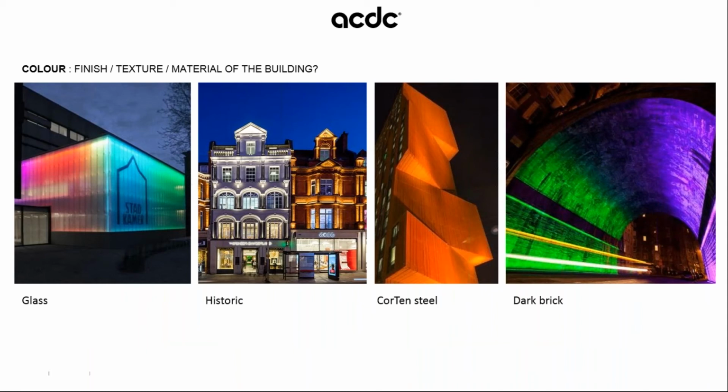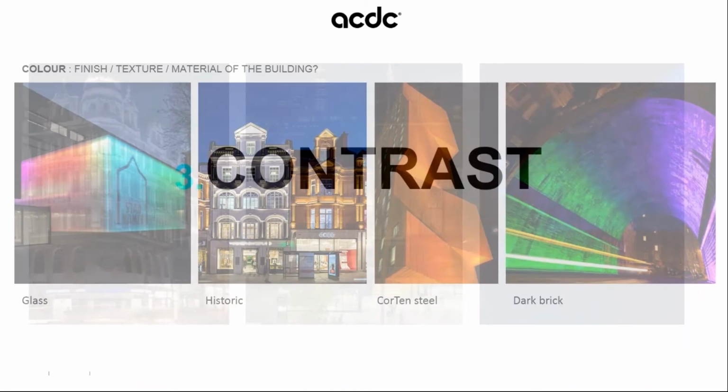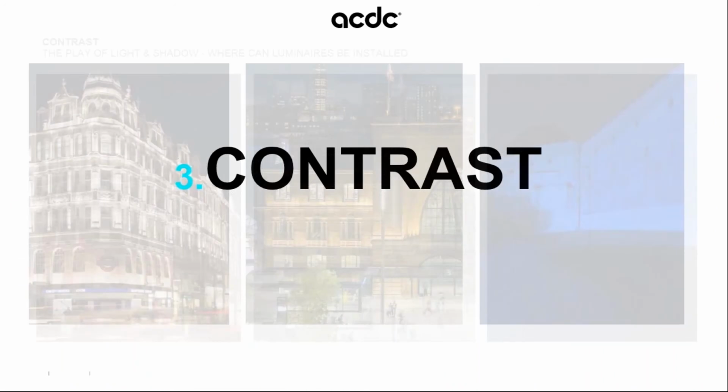Is it a glazed building, a historic red brick, Corten steel, or is it dark brick? The way we apply light, it's really important that we think about the material that we're working with. So it's really important that we play with light, that we pick up a fitting and we point it at that material and we understand how that material is going to respond to the light, but also the color of the light.